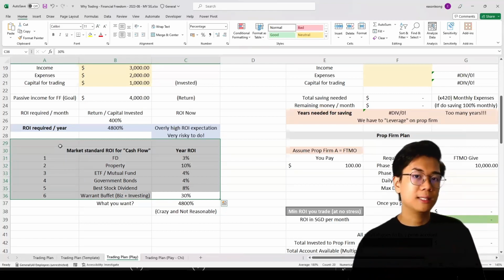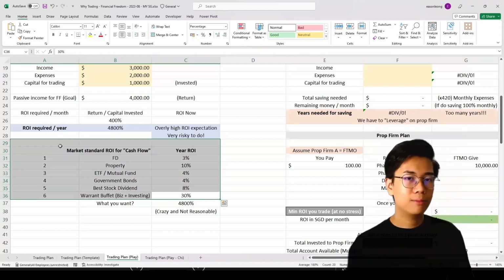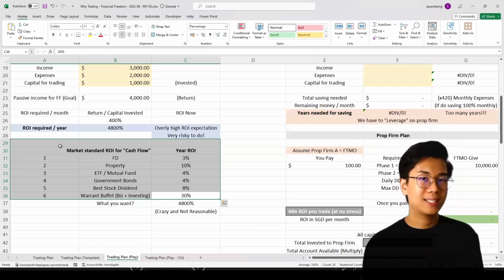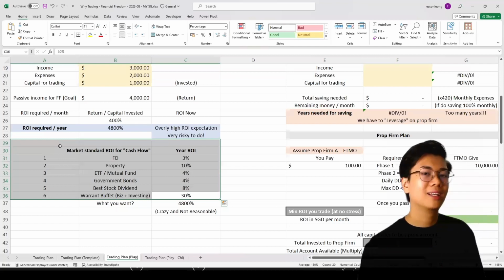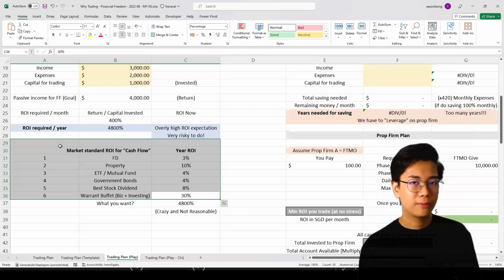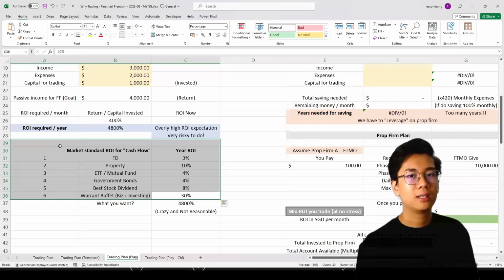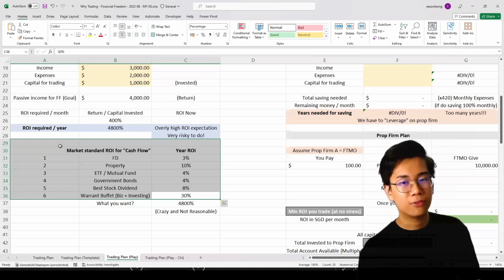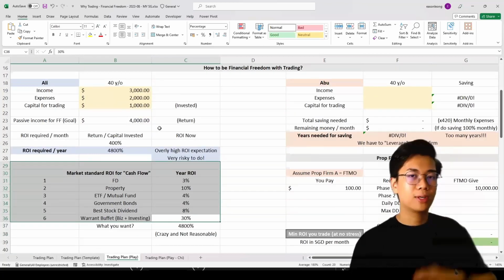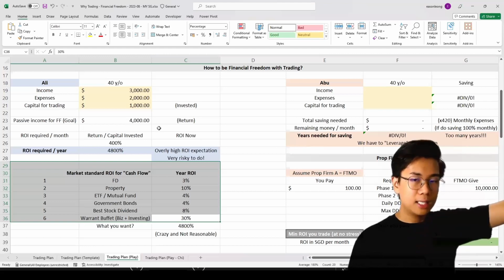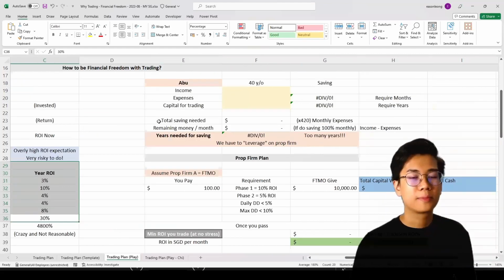Even Warren Buffett is just 30% more. And right now, most of the expectation is 1% per day. So even if you do that kind of calculation, you also know that you won't reach your financial freedom. So regardless of how much you trade, you will never end up in financial freedom. And since you know that this cash flow part doesn't work, you can't trade to that level. Hence, we upgrade a bit.